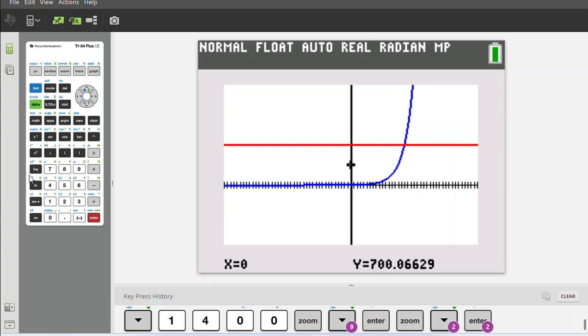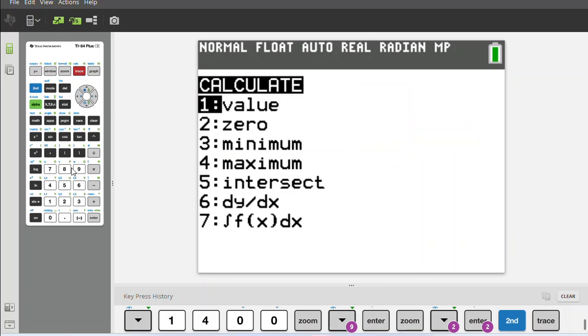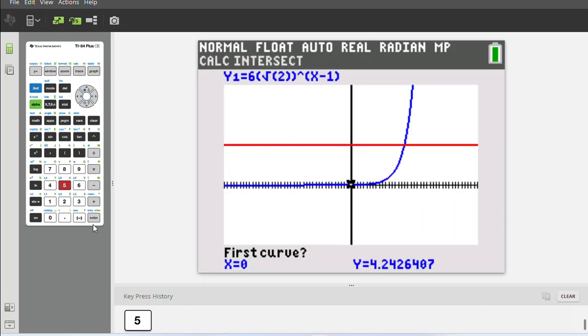And then we're going to find the intersection with second, trace, intersect. And it should just work this time to do enter, enter, enter. There we go. So I'm seeing about 16.7. Okay, so we get n equals 16.7. But we need to figure out what that means because that's not our final answer. Okay?